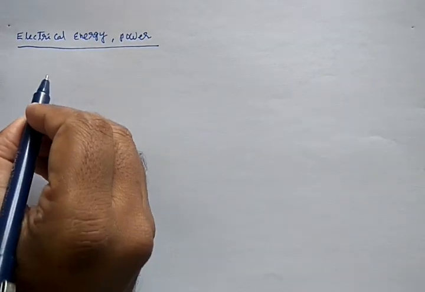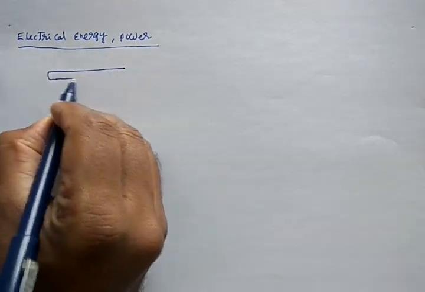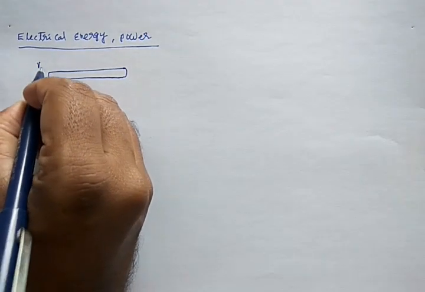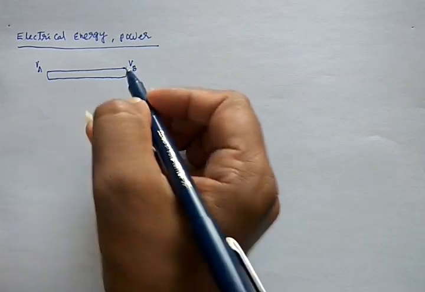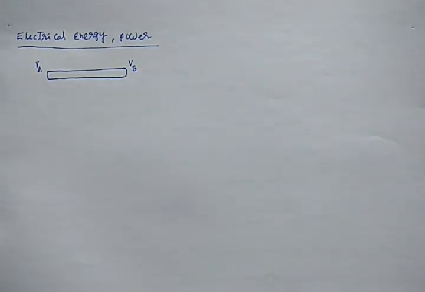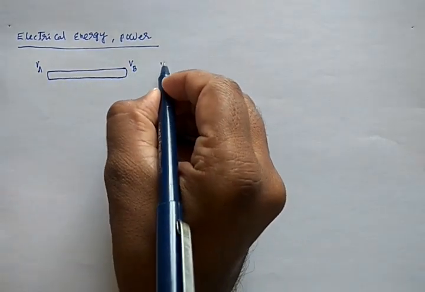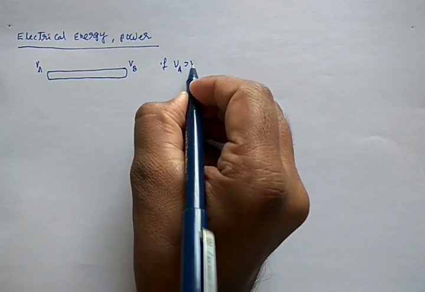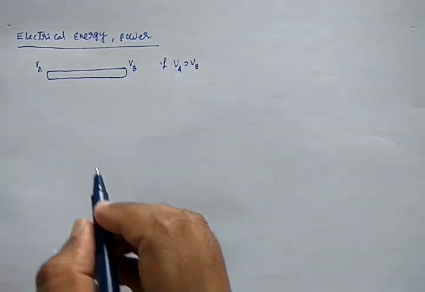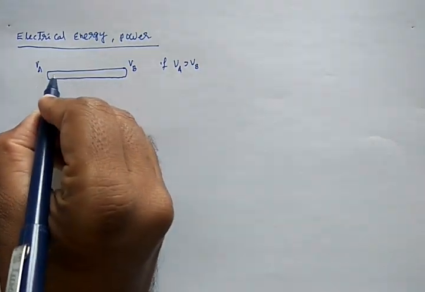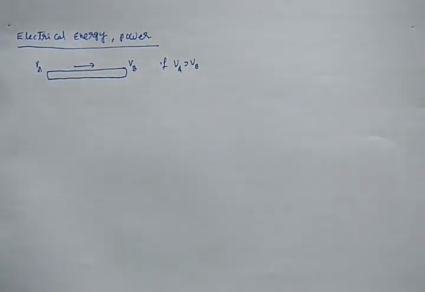Let us consider a conductor. This is the conductor. If I maintain potential, let us say VA here and VB here. If VA is greater than VB, then positive charges will go from VA to VB, from this end to that end, in this direction.